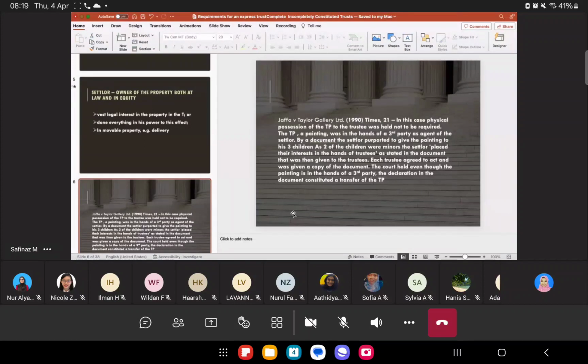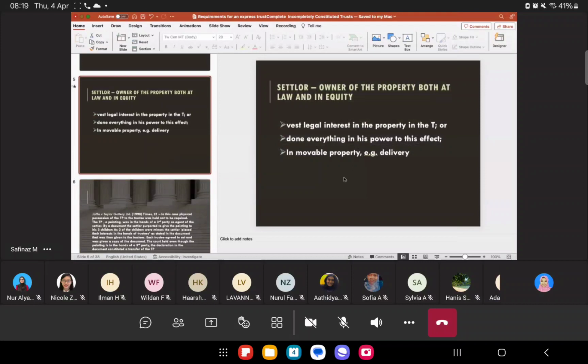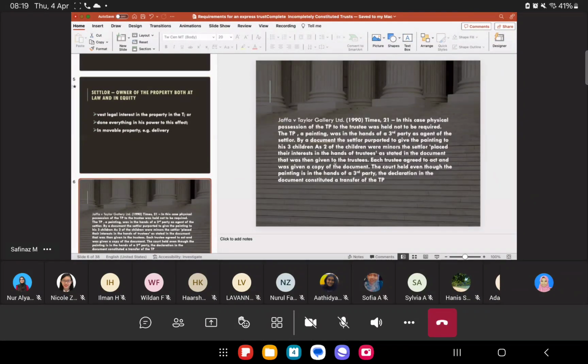Tetapi he has stated in a document that he placed his interest in the painting in the hands of the trustee. So that declaration is enough. And that falls under the second situation tadi, whereby he has done everything in his power to effect the transfer. Okay, so that is the case of what Jafar is trying to say lah.